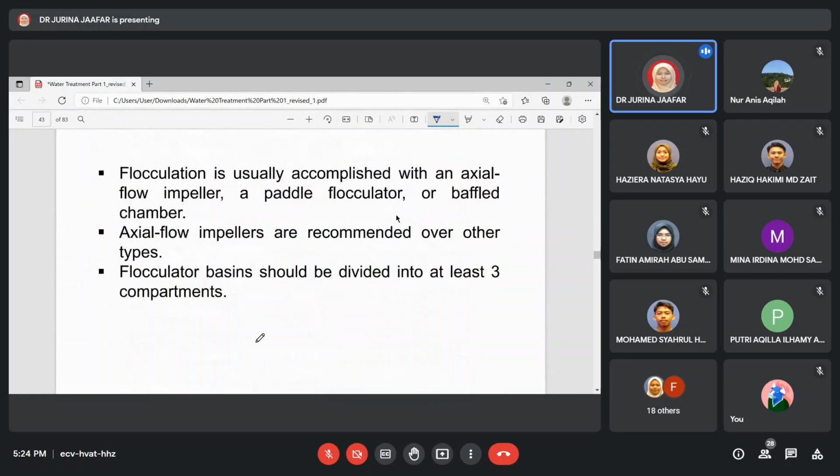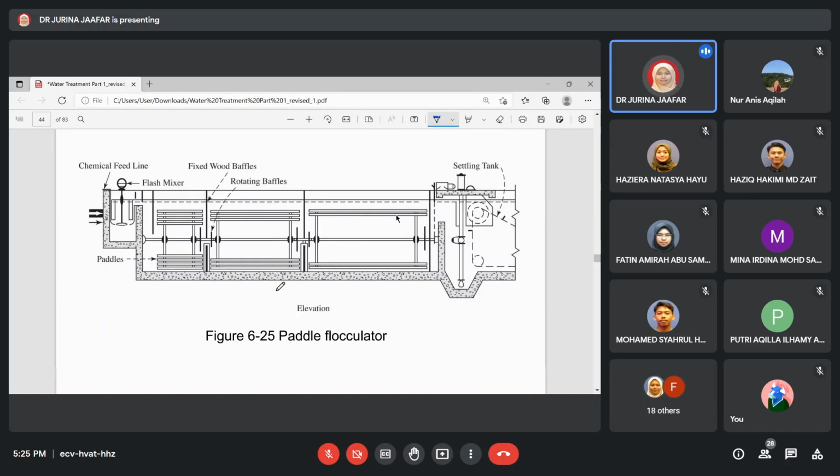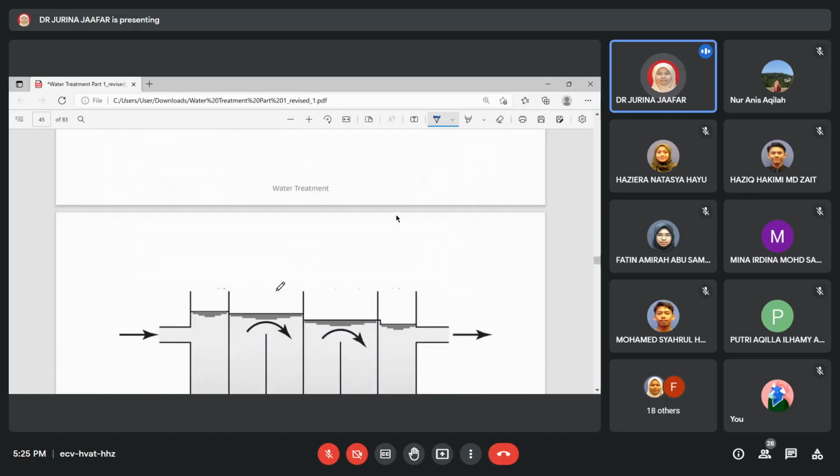And as you can see, for flocculation it is suitable that we use an axial flow impeller or a paddle flocculator, or maybe a baffle chamber. So axial flow impellers are recommended, and the flocculator basin is normally divided into at least 3 compartments. Okay, so that is a picture of how the process is, and I have this one example.